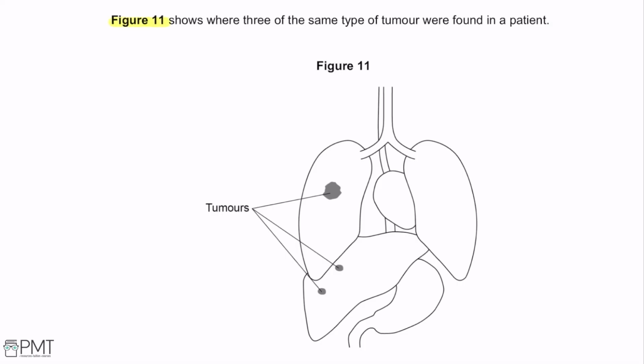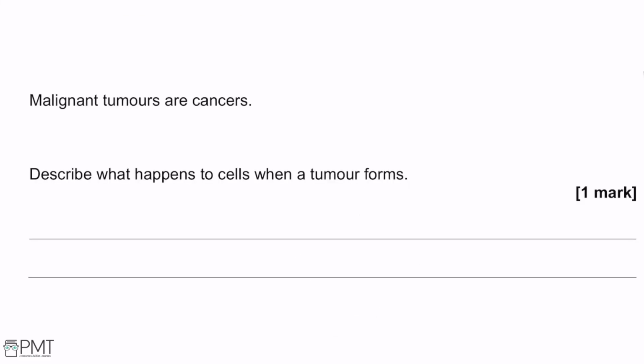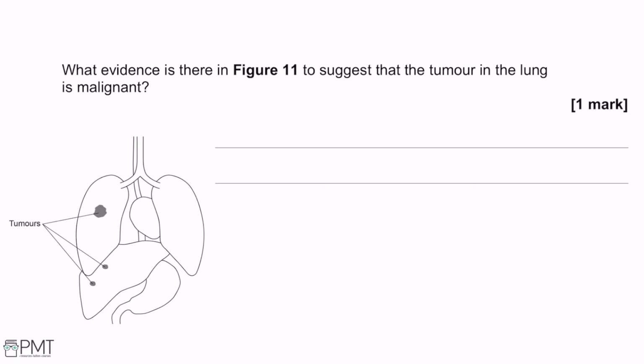Figure 11 shows where 3 of the same type of tumour were found in a patient. So below is a diagram, it's figure 11, and it shows dark patches representing tumours. Malignant tumours are cancers. Describe what happens to cells when a tumour forms, and this question is worth 1 mark. The answer is that cells grow or divide abnormally or uncontrollably.